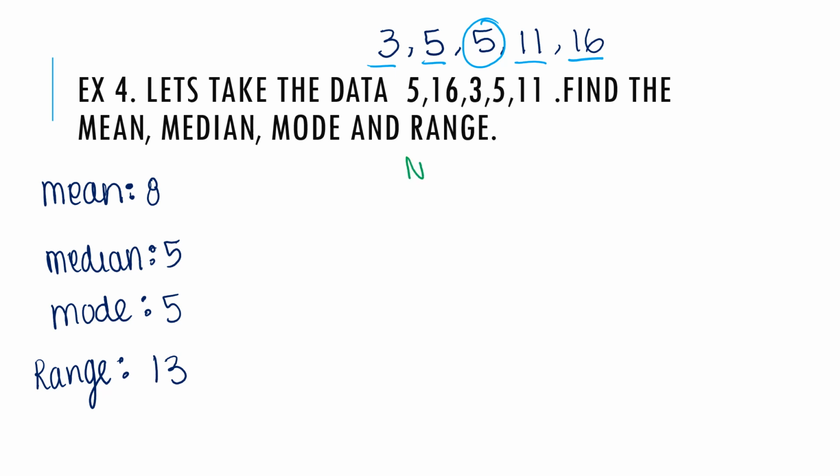Okay, now I'm going to go ahead and do new data. I'm going to take this data and add 5 to each one of those values. So 3 plus 5 is 8, 5 plus 5 is 10, 5 plus 5 is 10, 11 plus 5 is 16, and 16 plus 5 is 21.